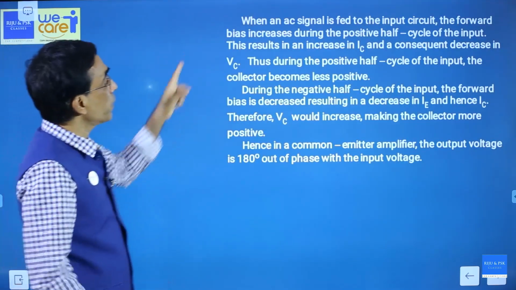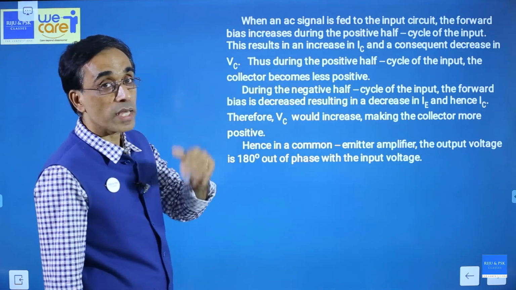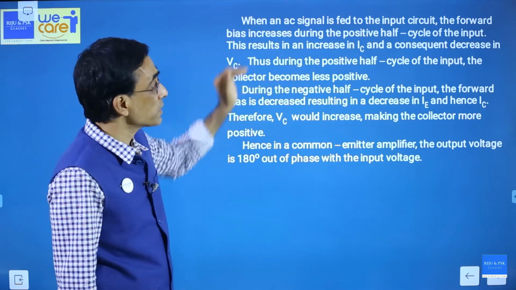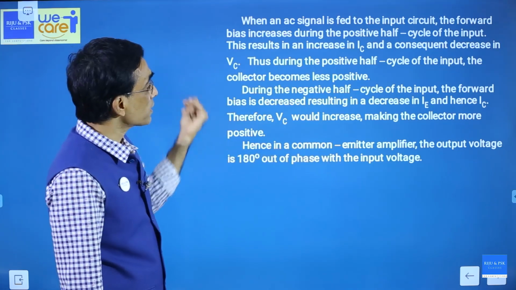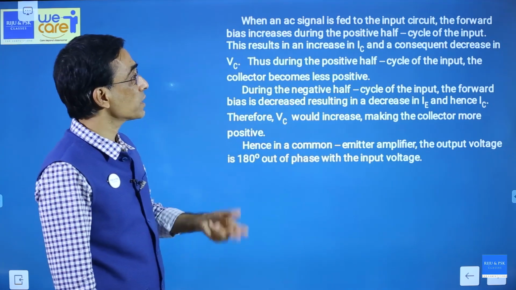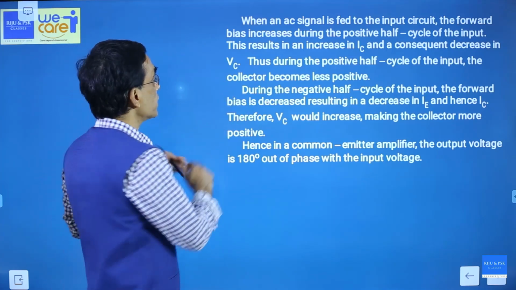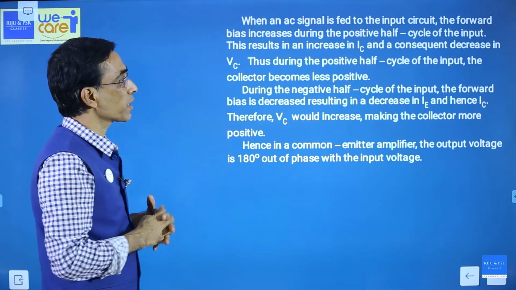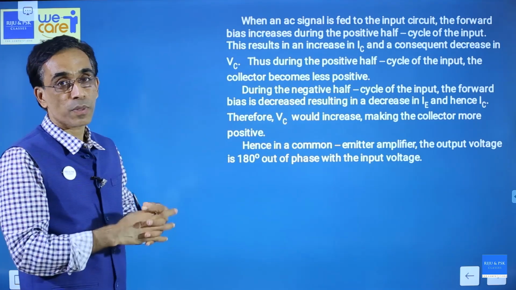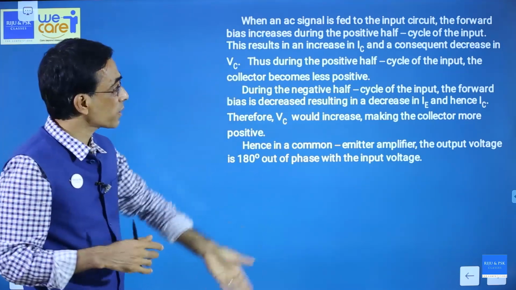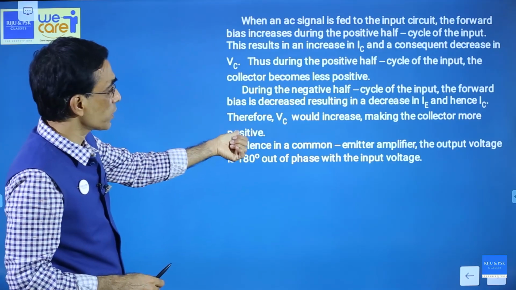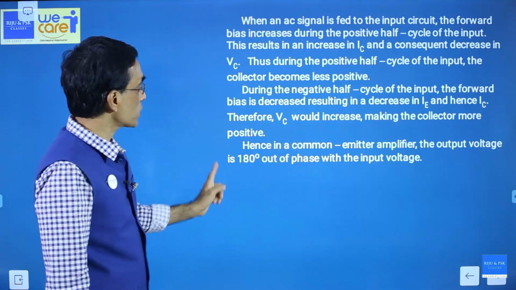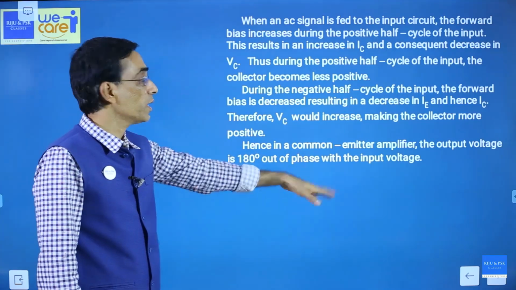You can write a note. When an AC signal, AC means a variable one, is fed to the input, the forward bias increases during the positive half cycle of the input. This results in an increase in IC and a consequent decrease in VC. Not VC, it should be V output, okay? Thus, during the positive half cycle of the input, the output becomes less positive. That means input increases, collector voltage decreases. Then this is written for the negative half cycle. Hence, in a common emitter amplifier, the output voltage is 180 degree out of phase with the input voltage.